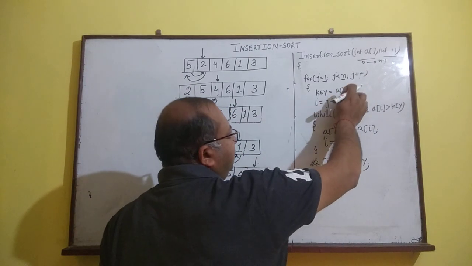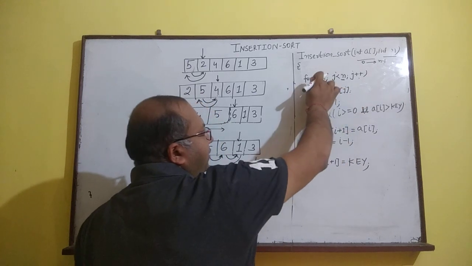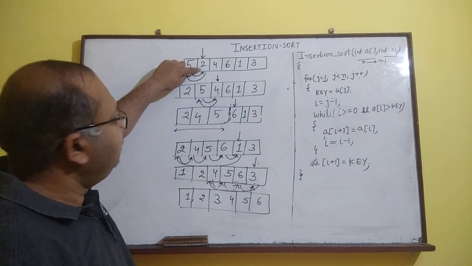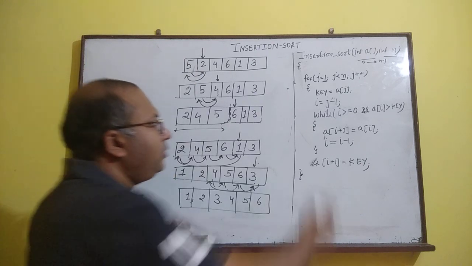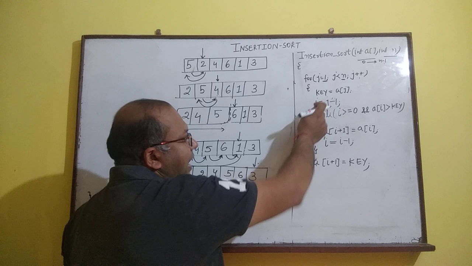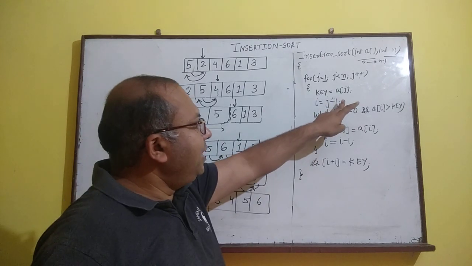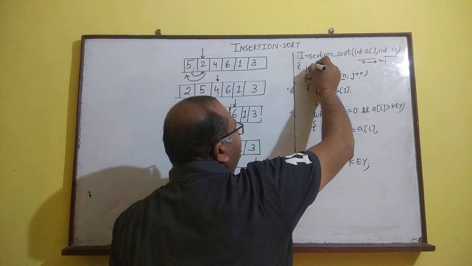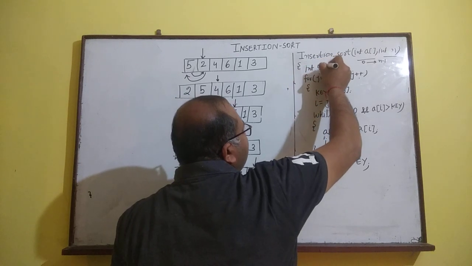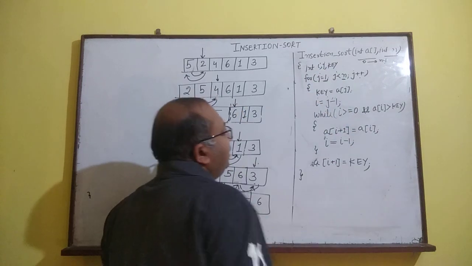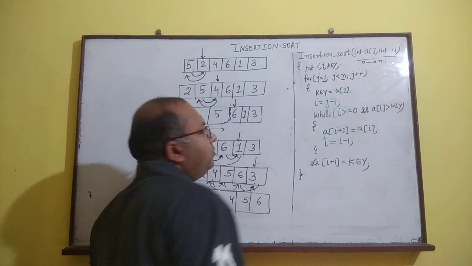We have considered the element at j as the key element. This is what we have done here. Then we need to compare it with all the elements on the left hand side. Then we have taken i here, and the value of i we have initialized with j minus 1. So we are taking a few variables, that is i, that is j, that is key, which are required to perform this function.